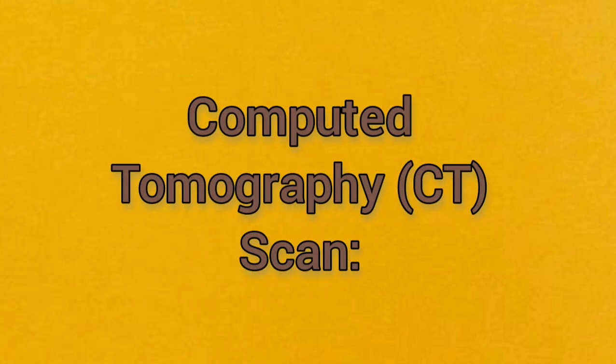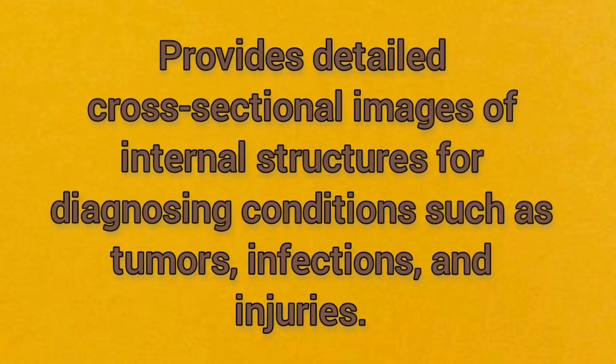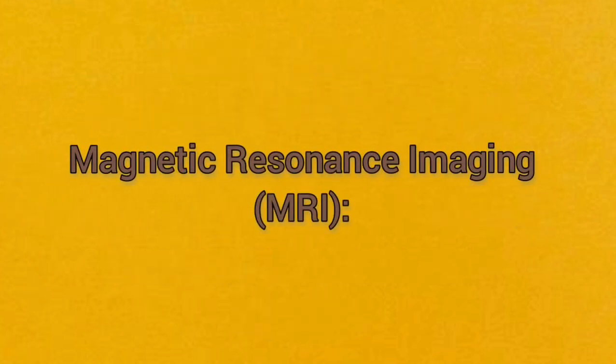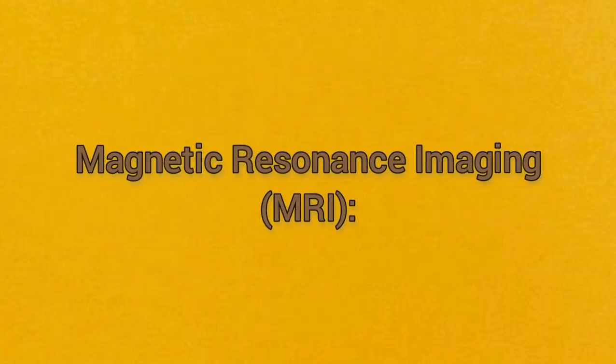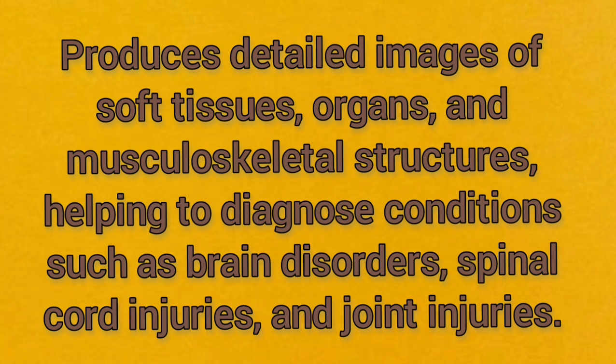Computed tomography, CT scan. Provides detailed cross-sectional images of internal structures for diagnosing conditions such as tumors, infections, and injuries. Magnetic resonance imaging, MRI. Produces detailed images of soft tissues, organs, and musculoskeletal structures, helping to diagnose conditions such as brain disorders, spinal cord injuries, and joint injuries.